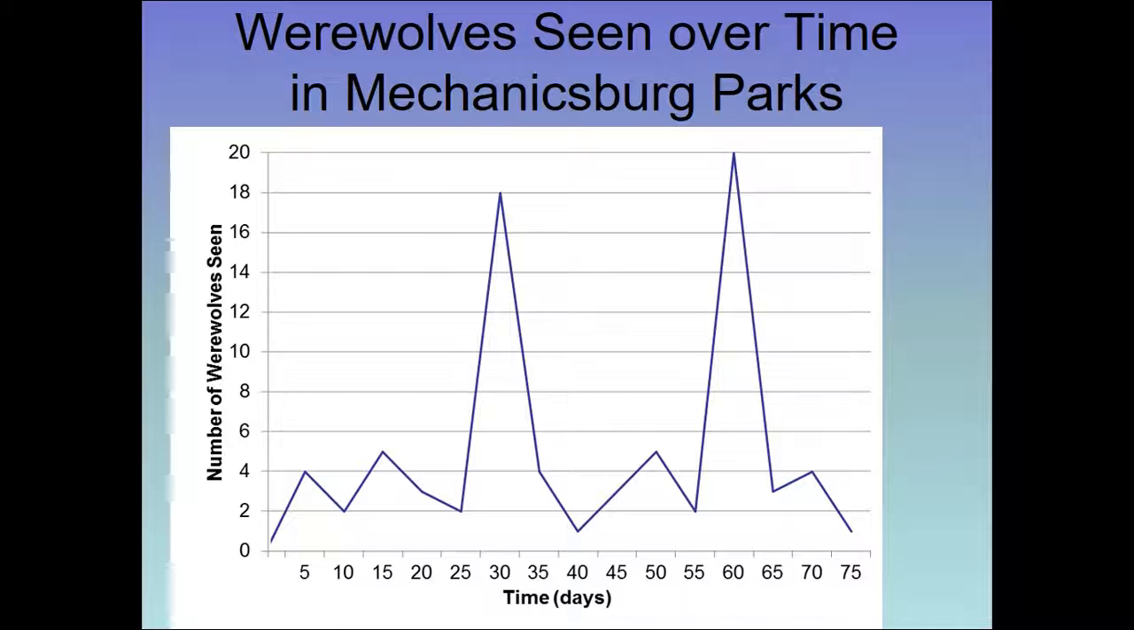So a couple things about line graphs, which will help you when you get to making your own line graph in a couple of days. First of all, graphs should have a good title. The title should tell you what information you're going to be seeing on that graph. So when I read this title, werewolves seen over time in Mechanicsburg Parks, that tells me that there's going to be a number of werewolves over some time period. I could have said over 75 days. That would also be an acceptable thing to write in the title.